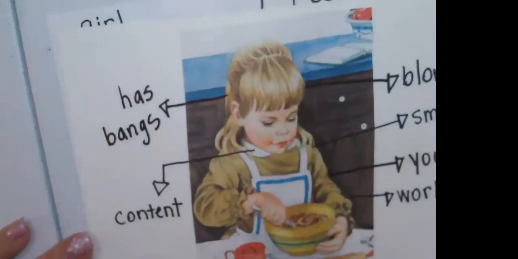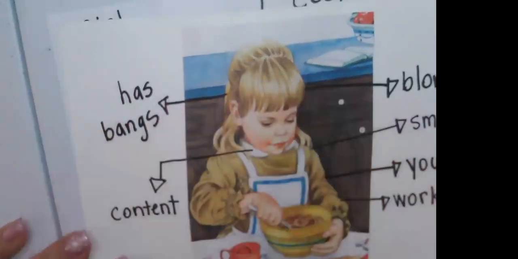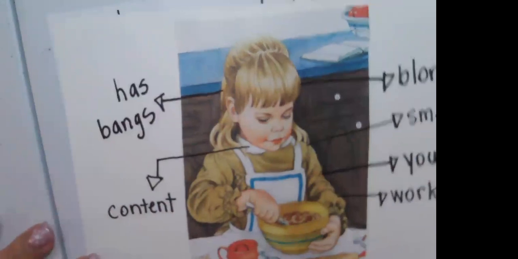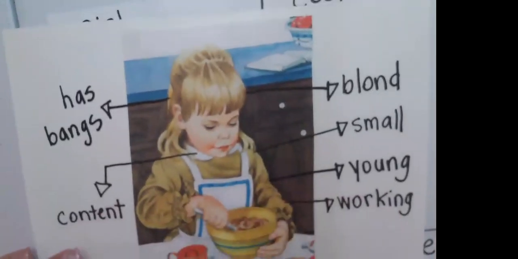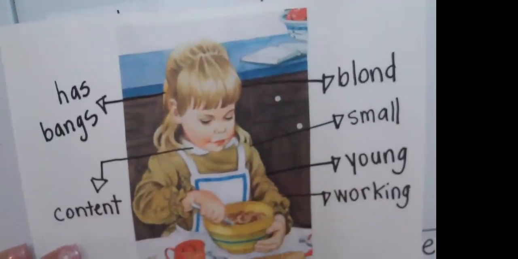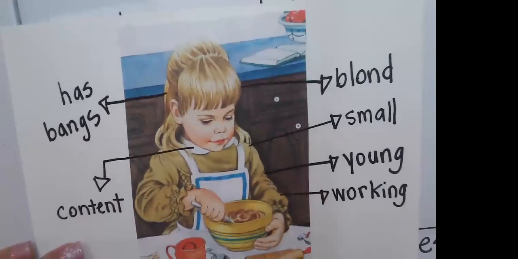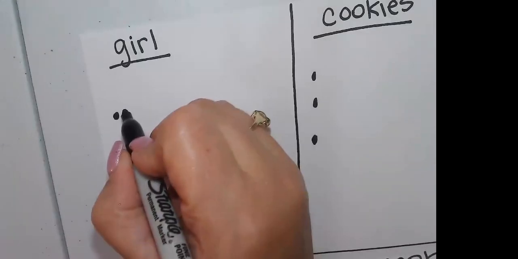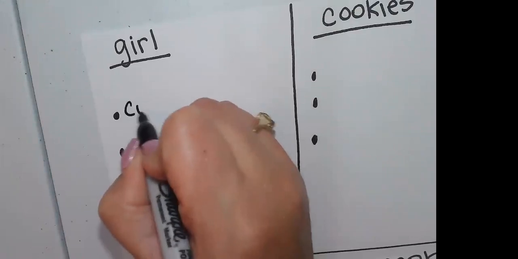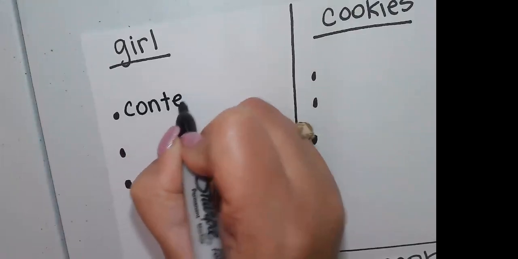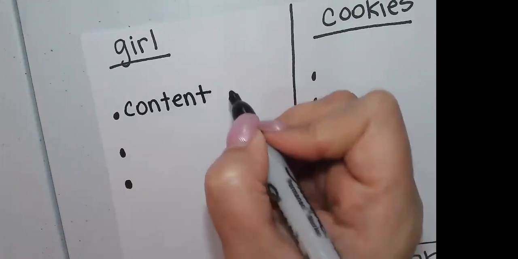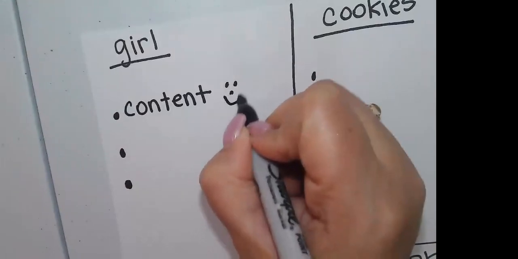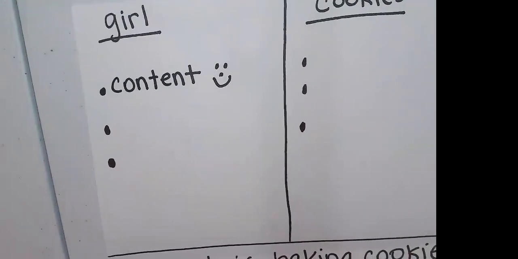Okay, I'm going to pick 3 of these things, and you're going to pick 3 of yours. Maybe some of yours are the same as mine, but hopefully you have a few that are different as well. And I'm going to put them on our list. So I'm going to put the girl is content or happy. She's happy. I'm going to put a little smile there so I remember what content means.